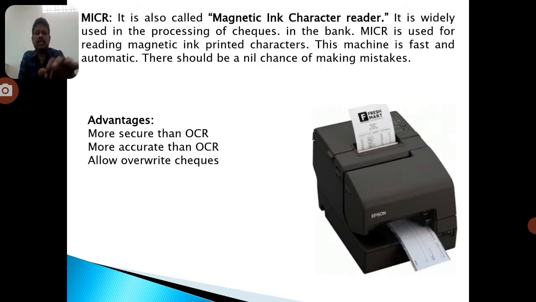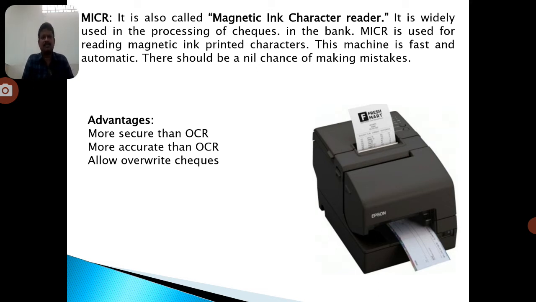And coming to the third one, this is the MICR. MICR is a magnetic ink character reader. Especially this is used in the banking sector. Generally we use it in the check process of the bank, or for making payments and payment transactions; everything is taken automatically. So this magnetic ink character reader is used in the processing of checks.